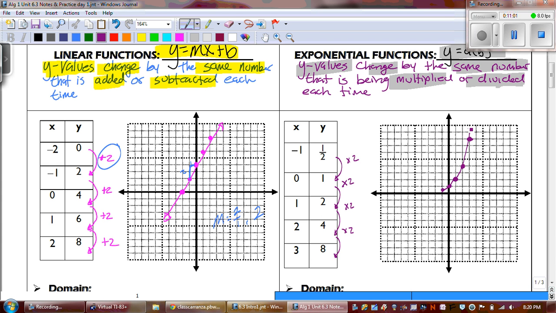As this graph curves up, you want to make sure it's a curve, okay? And the thing with this one, when you're graphing it, it never touches the x-axis. Never. So when you're drawing this, I want you to get close, but never touch it. And that's called the asymptote. It never touches the asymptote. All right.